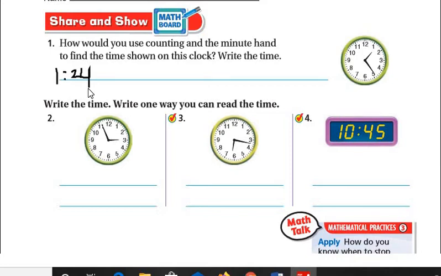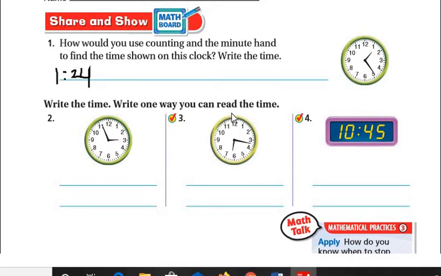Okay, can we write or tell time in another way? This is the digital way. Yes, I can say 24 minutes after 1. 24 minutes after 1, or 1:24. Okay? Let's write the time.